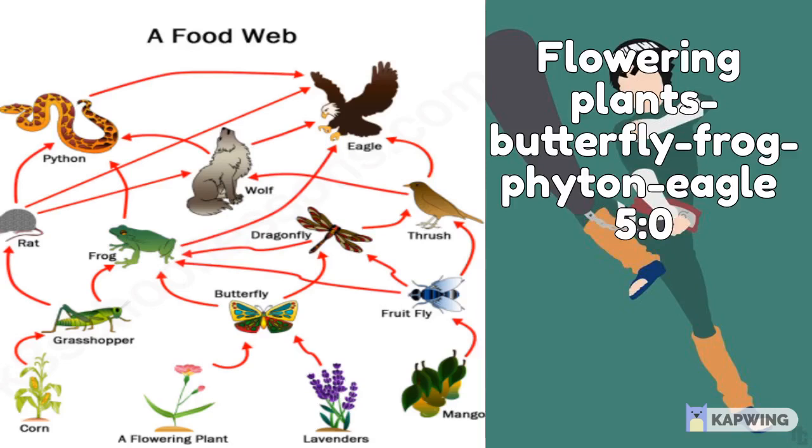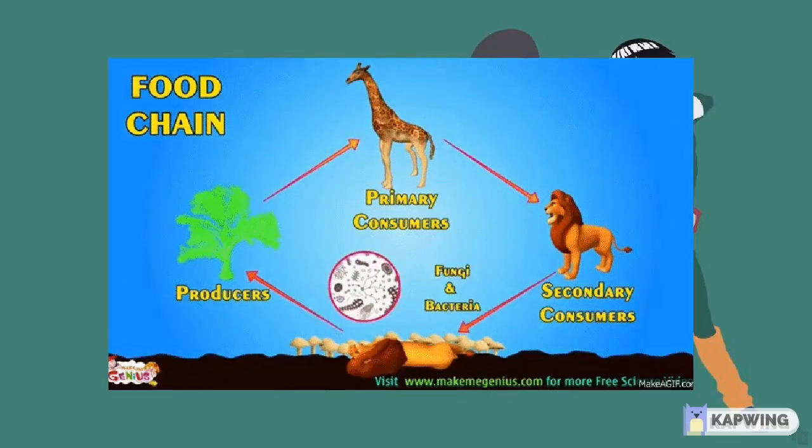Example number 3. Butterfly will eat the flower plants. The frog eats the butterfly. Python eats the frog, and eagle eats the python. The ratio from living things to non-living things is 5 to 0 because as we can see, they are all living things. We have the producers 1 to 3 consumers.